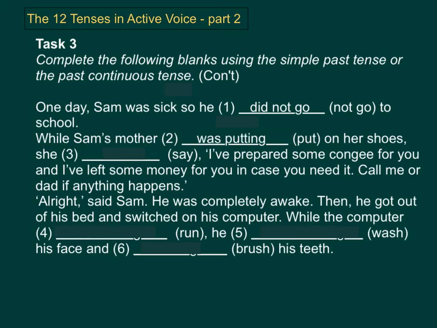For the next part of this sentence, we know that this is an action that happened at a point in time in the past. So we use the simple past tense of say, which is said. While Sam's mother was putting on her shoes, she said, "I prepared some congee for you, and I've left some money for you in case you need it. Call me or Dad if anything happens." Now try the rest of this exercise yourselves.